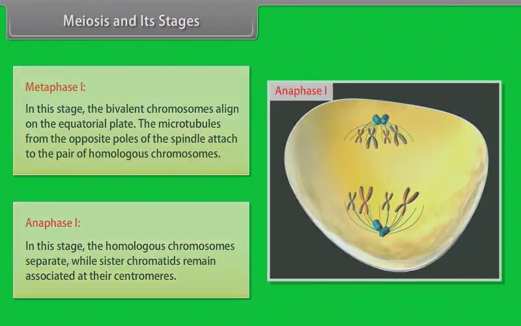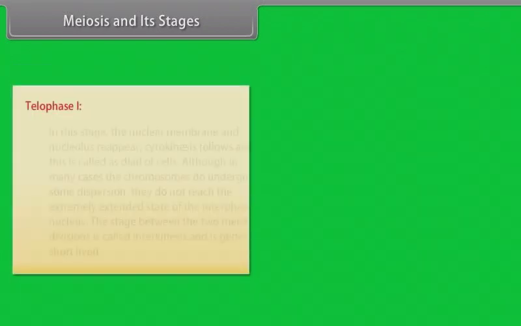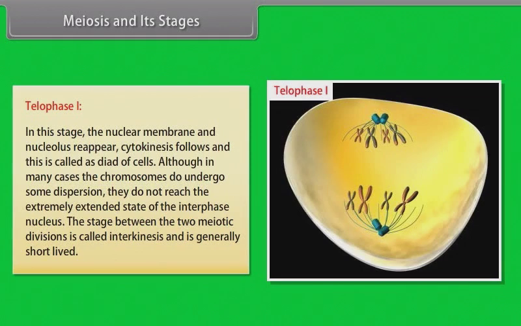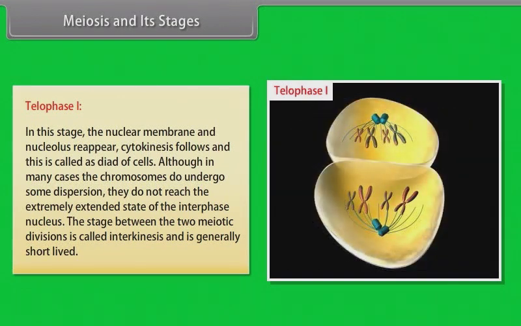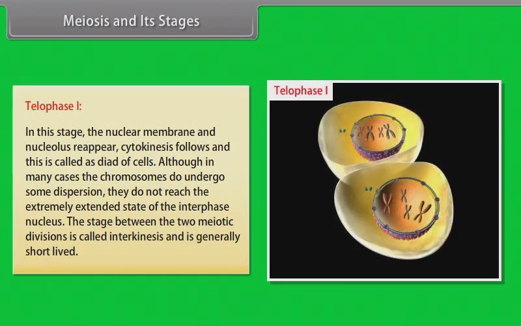Anaphase I is followed by telophase I. In this stage, the nuclear membrane and nucleolus reappear, cytokinesis follows, and this is called a dyad of cells. Although in many cases the chromosomes do undergo some dispersion, they do not reach the extremely extended state of the interphase nucleus. The stage between the two meiotic divisions is called interkinesis and is generally short-lived. Interkinesis is followed by prophase II.